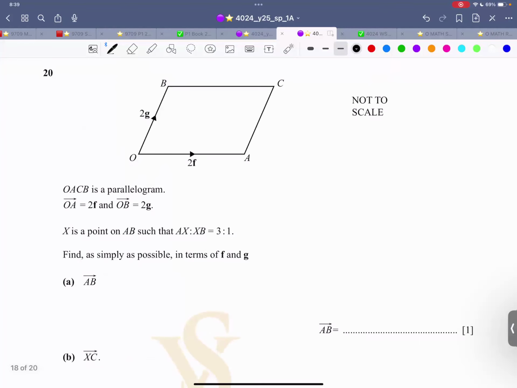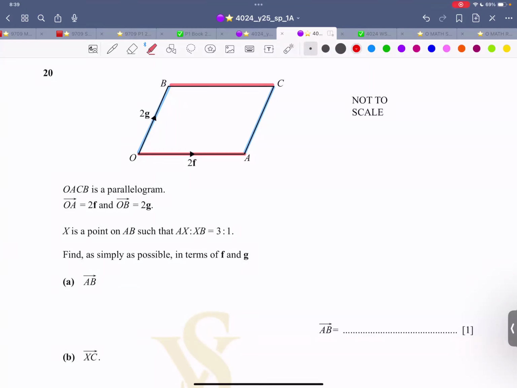And now we are on question number 20. So almost near the end. Let me highlight a few things. OA is a and OB is b. It's a parallelogram, correct? It says so. So therefore, these two sides are parallel as well as equal in length. OA is equal to 2f, OB is equal to 2g. X is a point on AB such that AX to AB is 3 to 1. X is a point on AB.